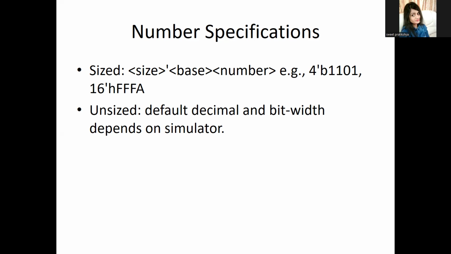Similarly, 8'd255. What is the 8 here? It is 8-bit, and d stands for decimal number. Similarly, 16'hFFFA. So 16 is 16-bit and h stands for hexadecimal number. This size determines how many bits are allocated to a constant, which is critical for synthesis and simulation. Unsized numbers like 25 or 1000 default to the machine word length, which varies and may cause mismatches. So always write sized numbers to avoid any unintentional truncation or overflow.